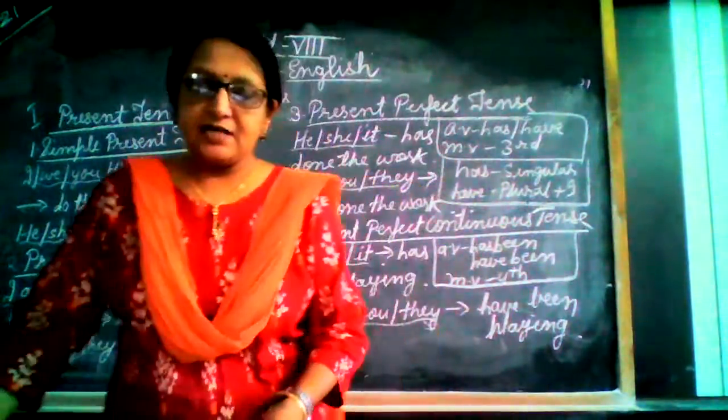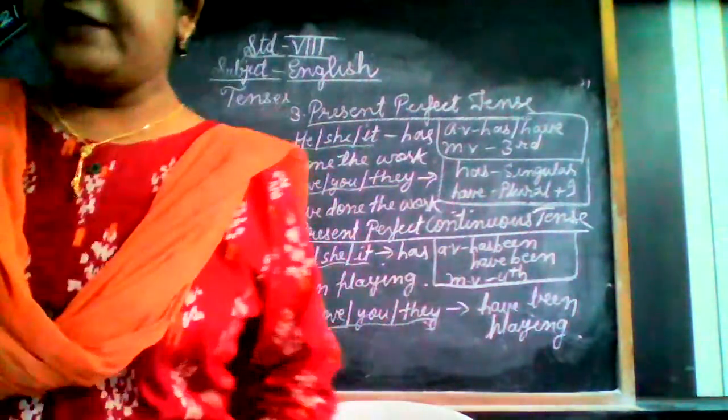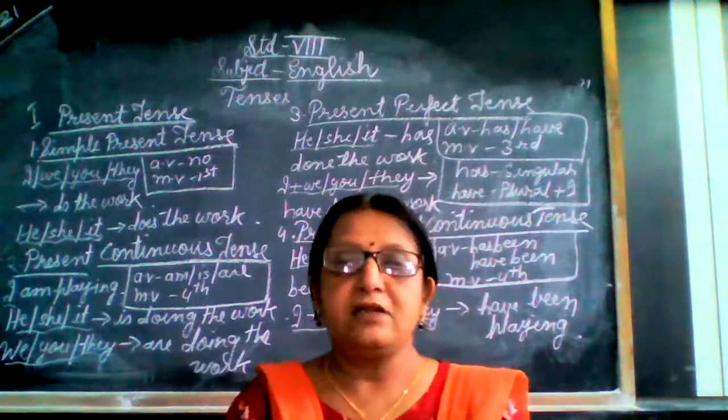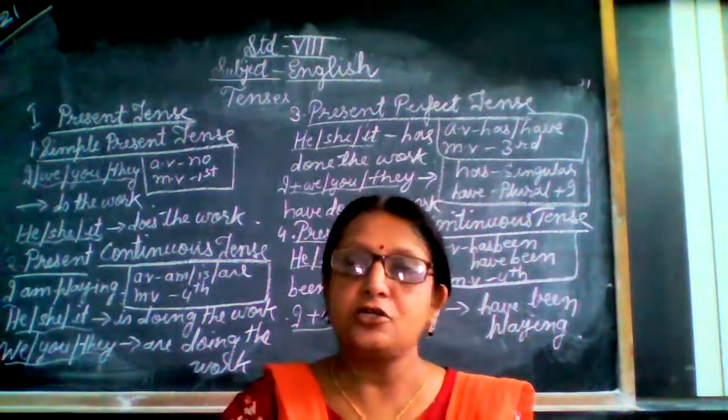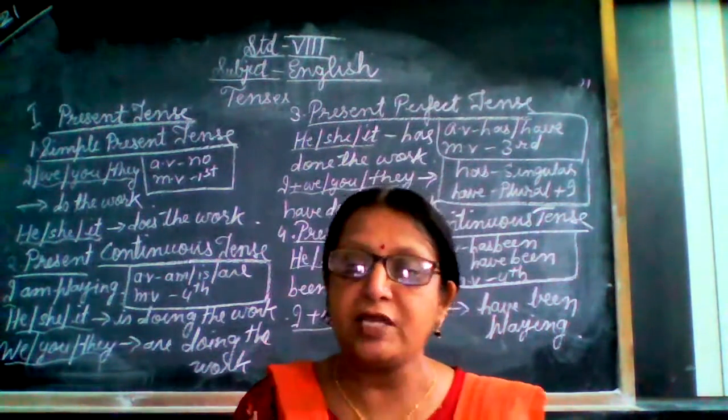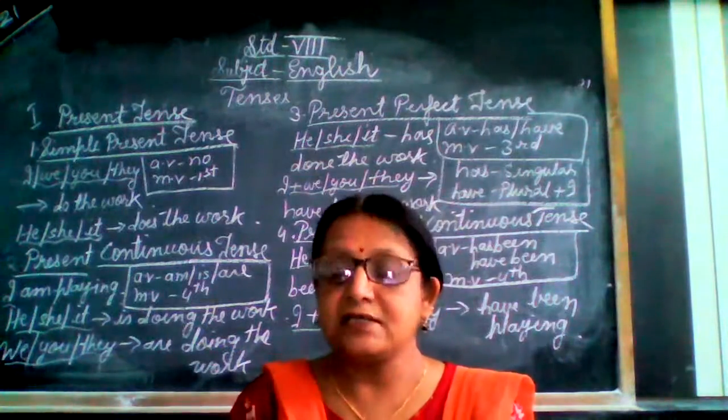Okay, past tense is very easy as you know. Again the past tense is divided into four types, and then we will continue: simple past tense, past continuous, past perfect, past perfect continuous. So in all we have to do 12 tenses.